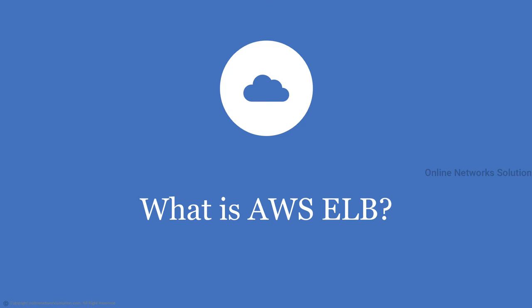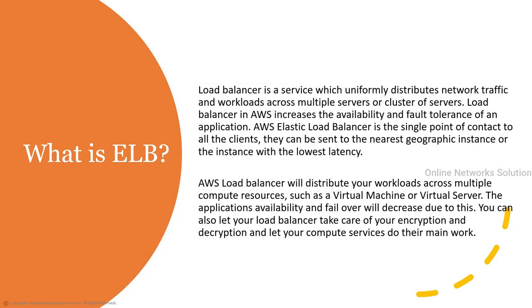First topic, what is ELB? A load balancer is a service which uniformly distributes network traffic and workload across multiple servers or a cluster of servers. Load balancer in AWS increases the availability and fault tolerance of an application. AWS Elastic Load Balancer is the single point of contact for all the clients. They can be sent to the nearest geographic instance or the instance with the lowest latency.